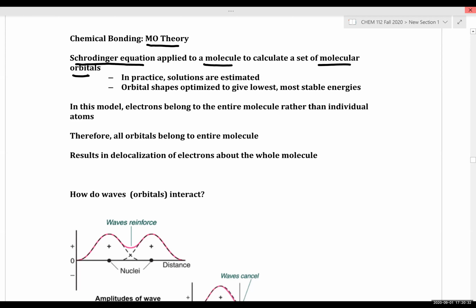Yes, you also need to know the molecular geometries as well, and we'll talk about that momentarily. Now, in practice, the solutions are estimated for these molecular orbital diagrams. The main distinction between valence bond and atomic orbital theory and molecular orbital theory is that in molecular orbital theory, electrons belong to the entire molecule rather than the individual atoms. So we can think of it as if we're delocalizing our electrons across the whole molecule.